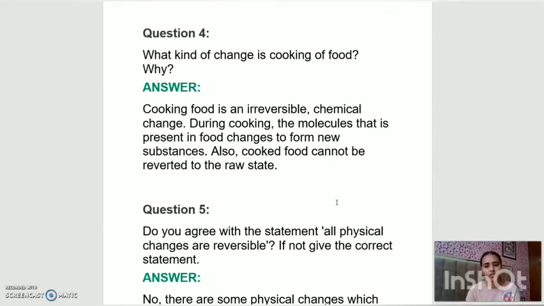So that is an irreversible change. Everybody knows that is a chemical change. A new substance is formed. From a dough, a chapati is formed. That is, a new substance is formed. So students, during cooking, the molecules that are present in food change to form new substances. Also, cooked food cannot be reverted to the raw state, right?